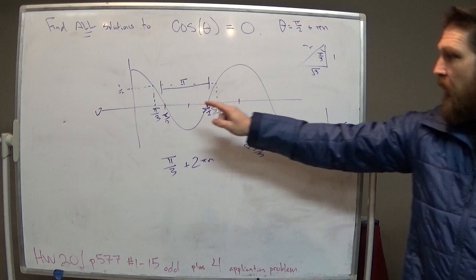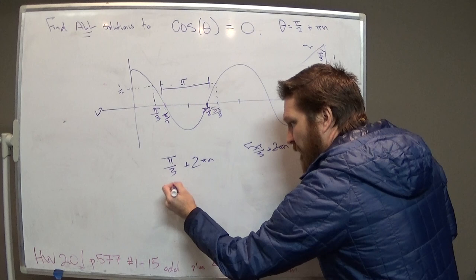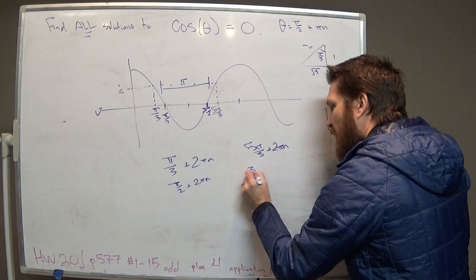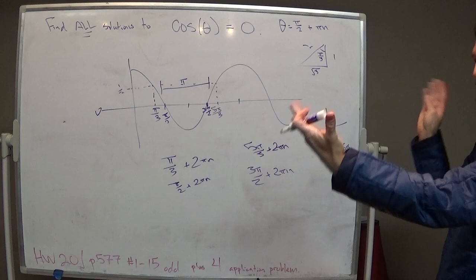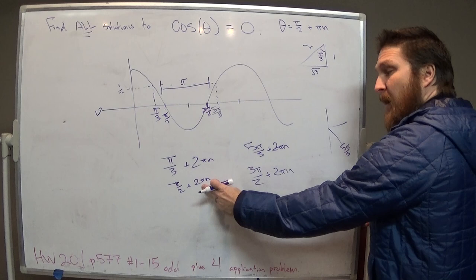And so if you wanted to get all of those, you could just say, instead of doing what we did here, where you say, okay, one of them's pi over 2 plus 2 pi n. The other one's 3 pi over 2 plus 2 pi n. In this case, because it happens to be off by the same amount, you could just pick one of them. But then it's not 2 pi n, right? It would be every pi.